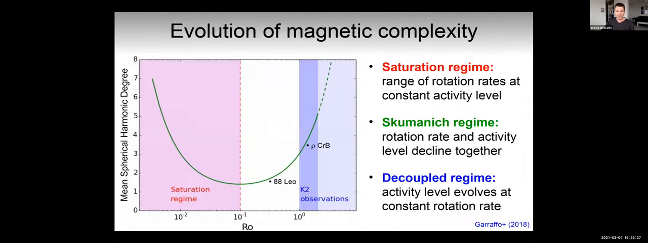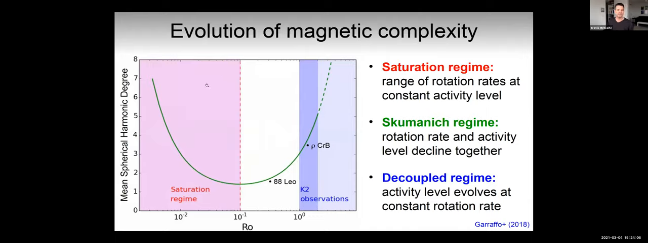Now, the following year, Cecilia Garraffo and collaborators put forward this unifying explanation to describe both the existence of persistent fast rotators in young star clusters and these anomalously fast rotating old Kepler field stars. And that was based on the idea of how magnetic complexity evolves as a function of Rossby number. Okay, so this vertical axis is a magnetic complexity parameter. You can think of it as the mean spherical harmonic degree of the magnetic field.